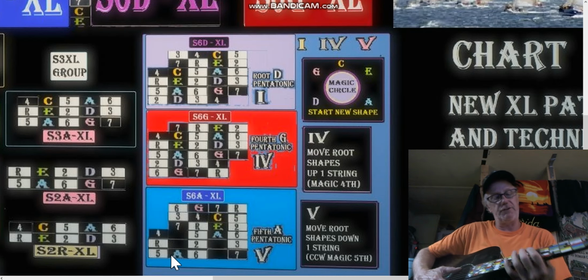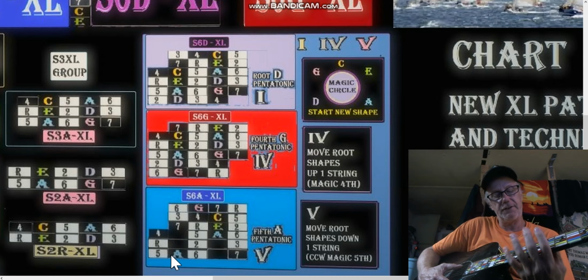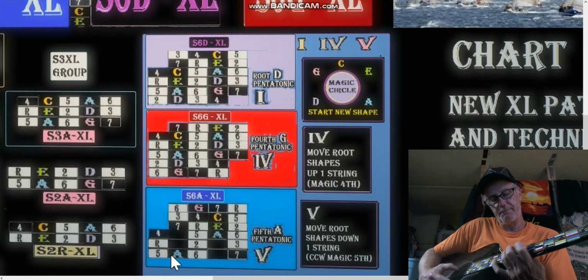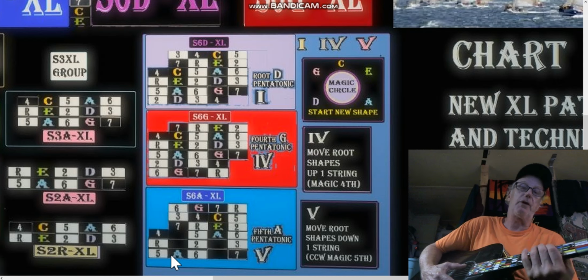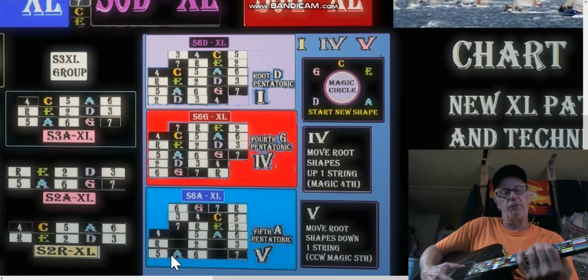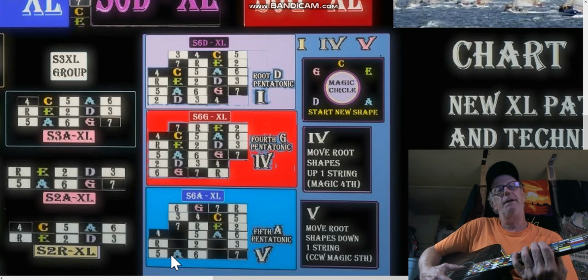So if you have a G here, a G scale here, the next CAGED shape to the right, not to the left, goes up 1 in a pentatonic scale. Okay, so a G shape goes up to an A shape.